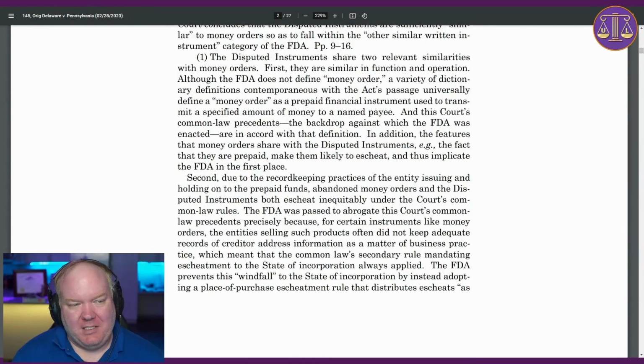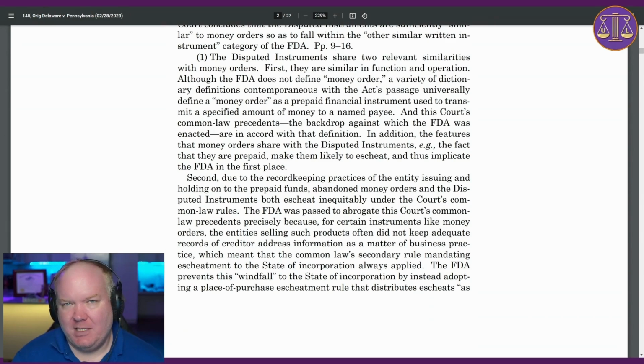The disputed instruments share two relevant similarities with money orders. First, they are similar functionally and operationally. Although the relevant federal law doesn't define what a money order is because that'd be way too convenient, a variety of dictionary definitions contemporaneous with the Act passage universally define a money order as a prepaid financial instrument used to transmit money to a payee. And this court's common law precedent, the backdrop against which the federal law was enacted, accord with that definition.